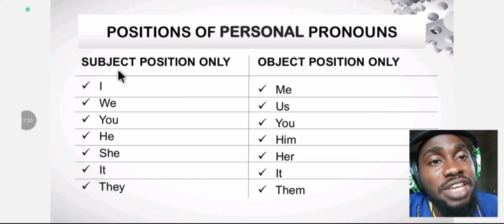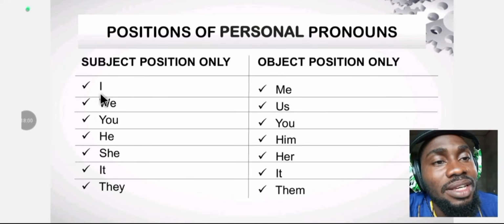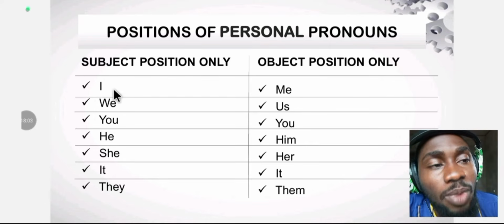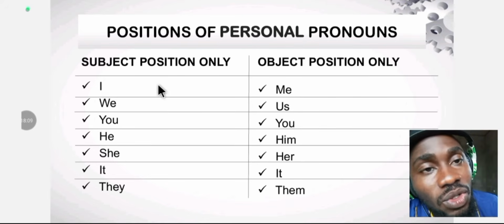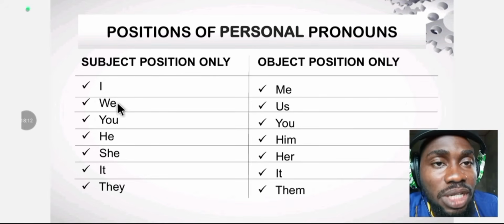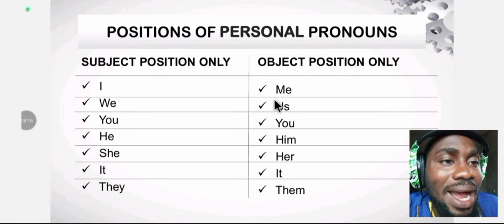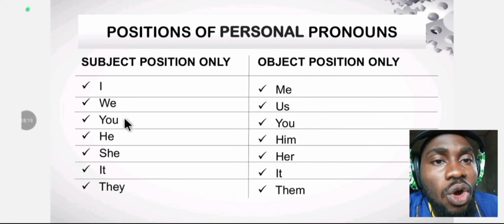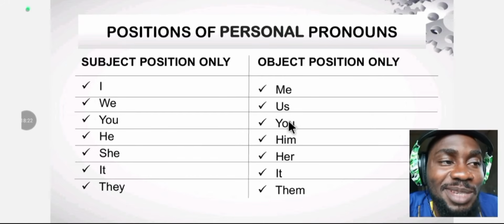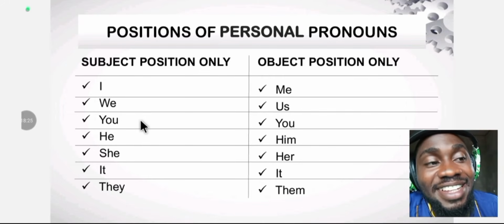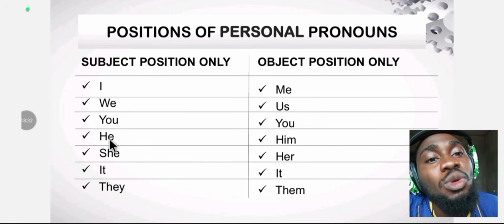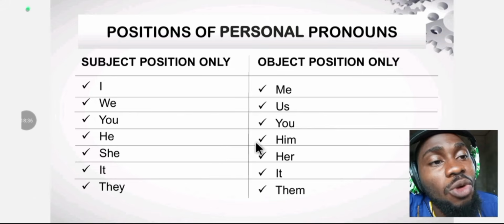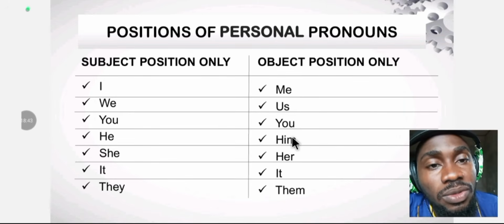The first one we have here, looking at the subject position on the left-hand side of the table, is I. It occupies the subject position. But when you need an object for I, you use me. Me should be on the object position, not on the subject position. We occupies the subject position, us occupies the object position. You occupies the what? Both the subject and the object position. You is mixed. It can occupy both the subject and the object position. He can occupy the subject position, but the form that occupies the object position is him, only the object position.